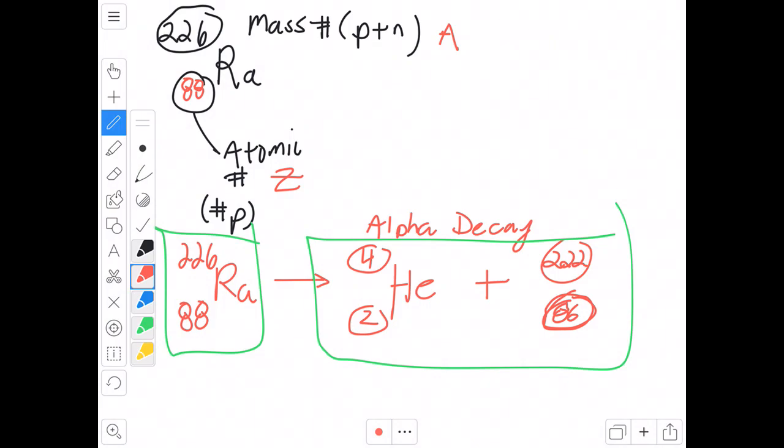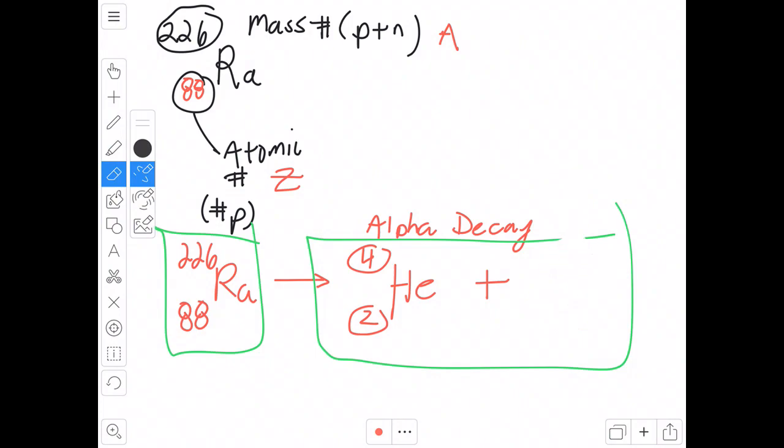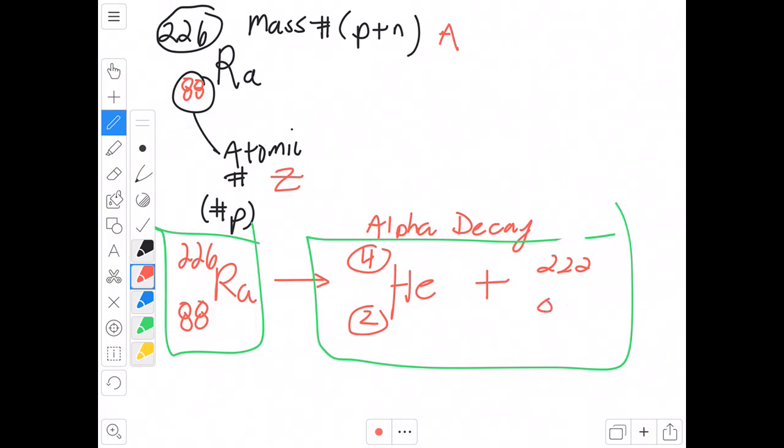All right, let me actually just rewrite that briefly so you can see it. That's not an eraser. I thought that was an eraser. So, 222 and 86. Now, look at your periodic table. Find me number 86. What is it? Rn, radon. This is the stuff in your basement.